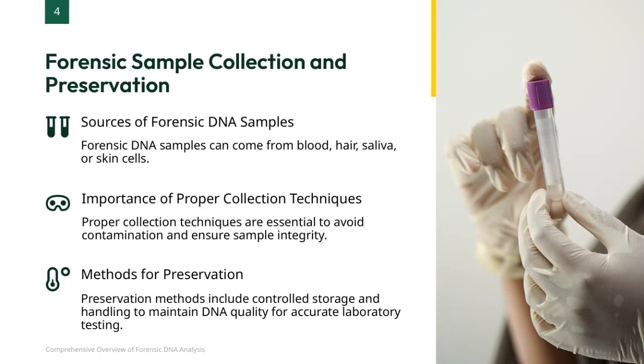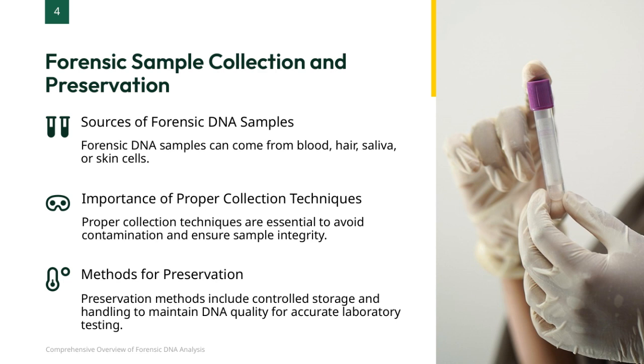When it comes to forensic DNA analysis, the sources of samples are quite varied. Commonly, we collect DNA from blood, hair, saliva, or even skin cells. Each of these sources can provide critical genetic information needed for investigations. However, it's not just about collecting the sample. Using proper collection techniques is absolutely vital. If the sample gets contaminated or damaged during collection, it could compromise the entire analysis. That's why careful handling is crucial from the moment the sample is collected.